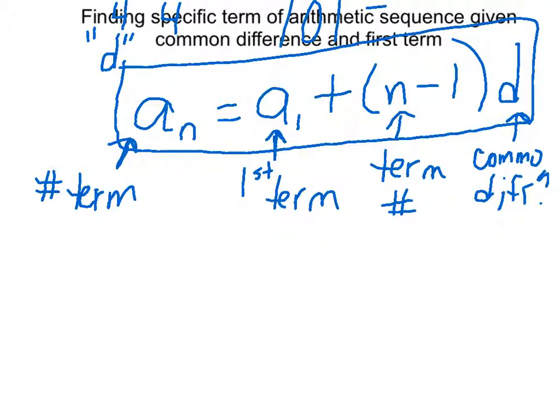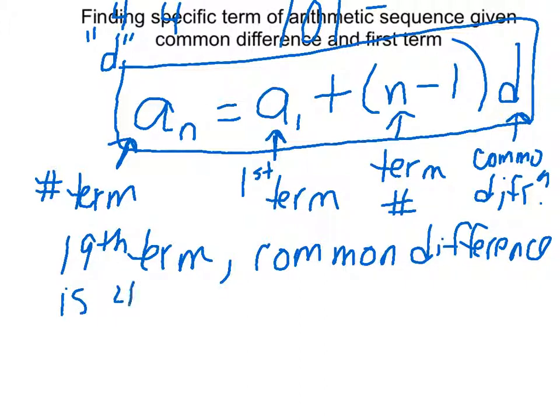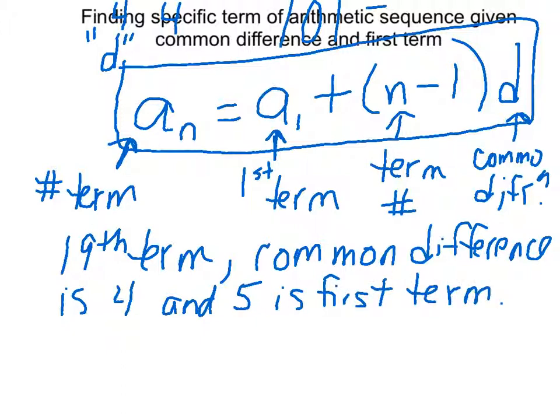So let's do an example. Let's say that we're looking for the 19th term, and we know that our common difference is 4. And let's say that our first term is 5. So write this down in your notes so that you have an example to look at.